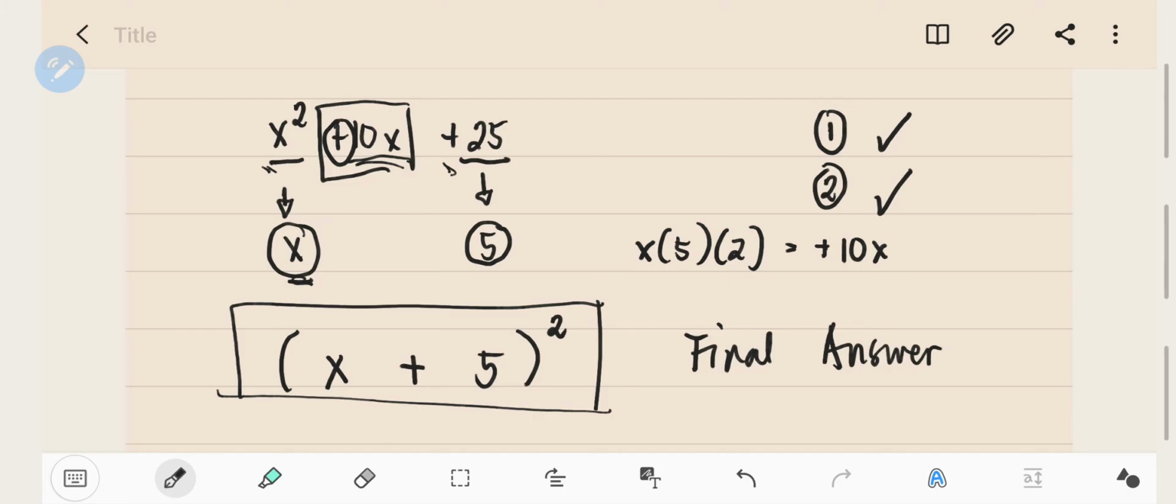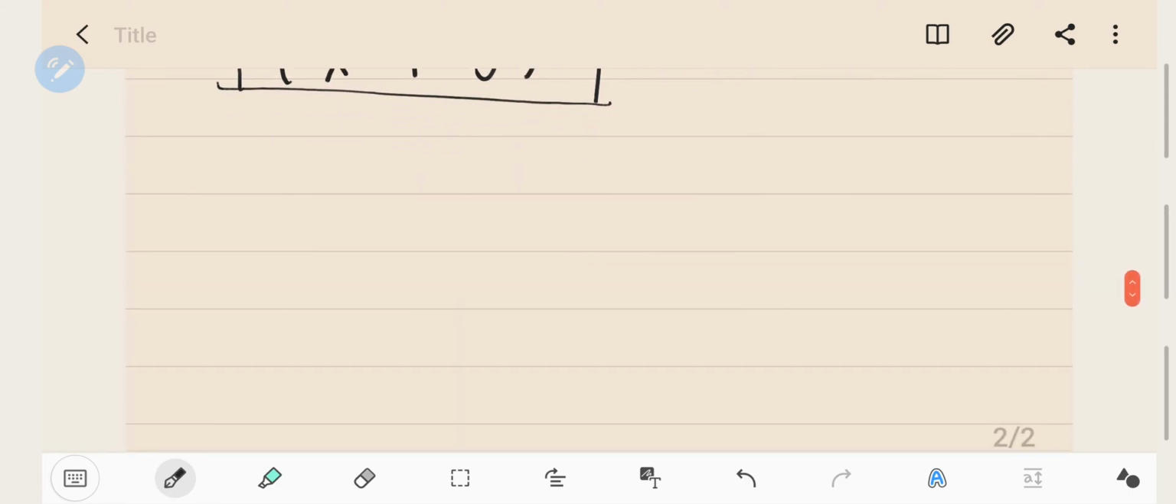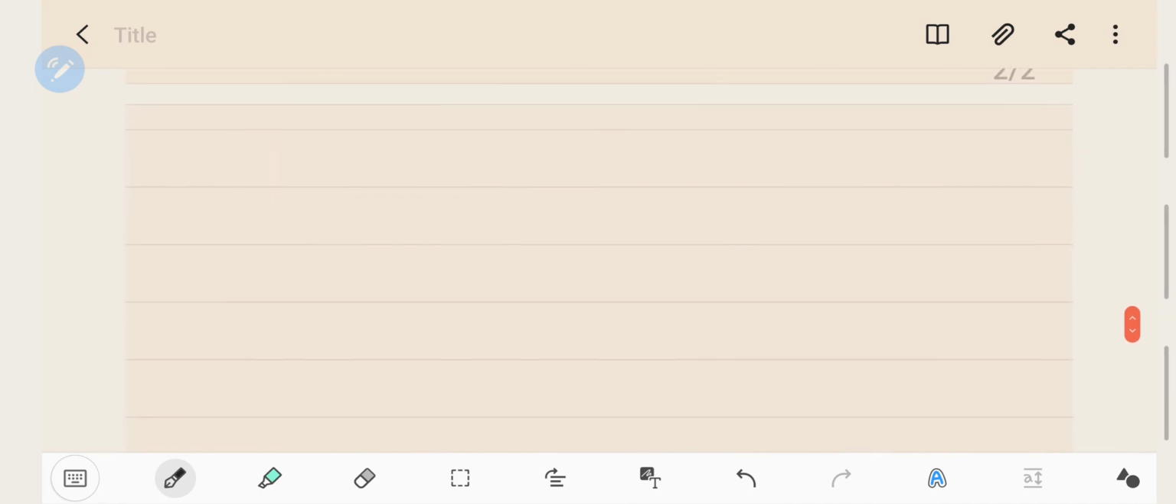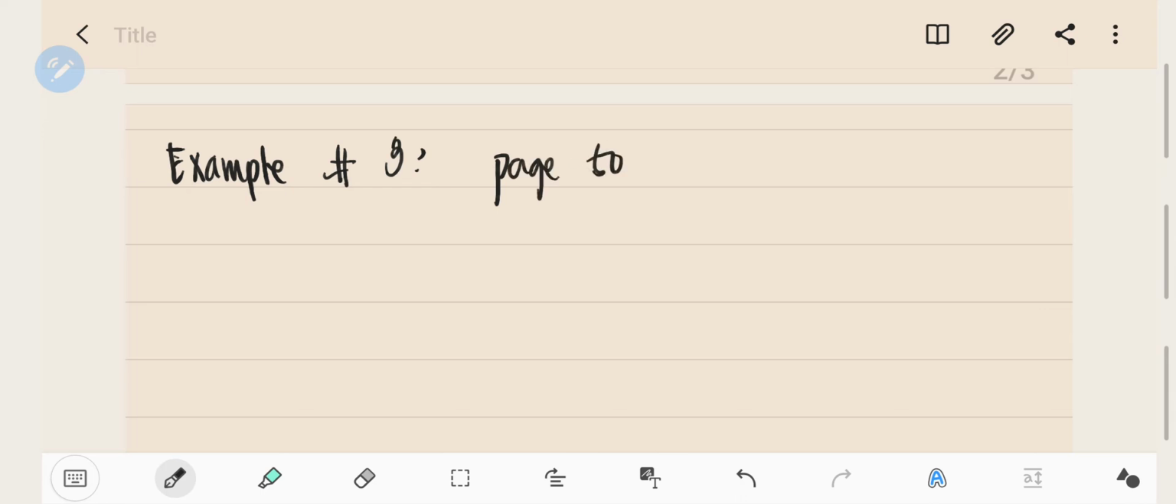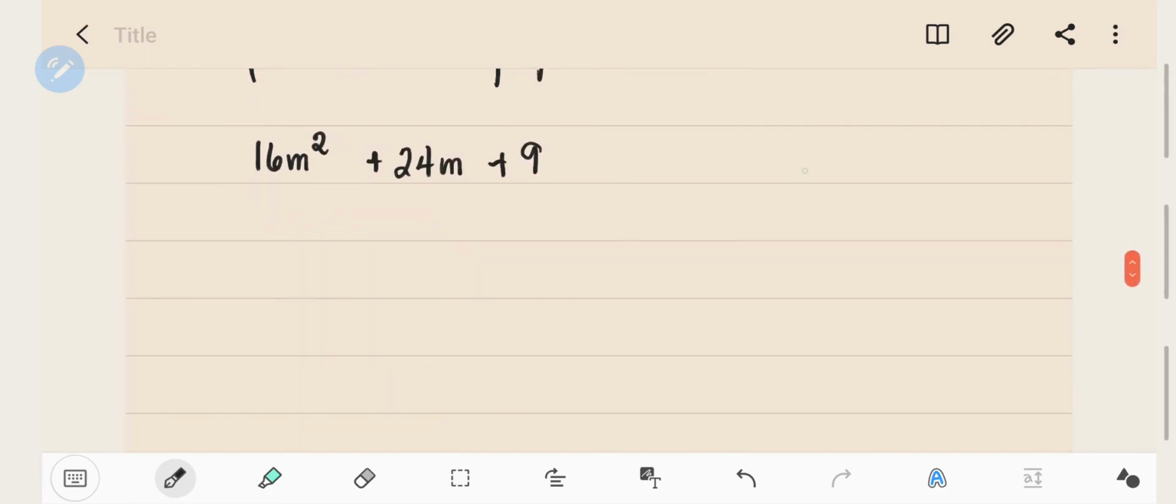And this is your final answer. Okay? One more. Let's try one more. Example number 3. Punta tayo sa page 50. Hirapan natin ng konti. Nandito pa dito sa book nyo, page 50. I have 16m squared plus 24m plus 9. So, let's look at the questions muna if it satisfies the perfect square trinomial.